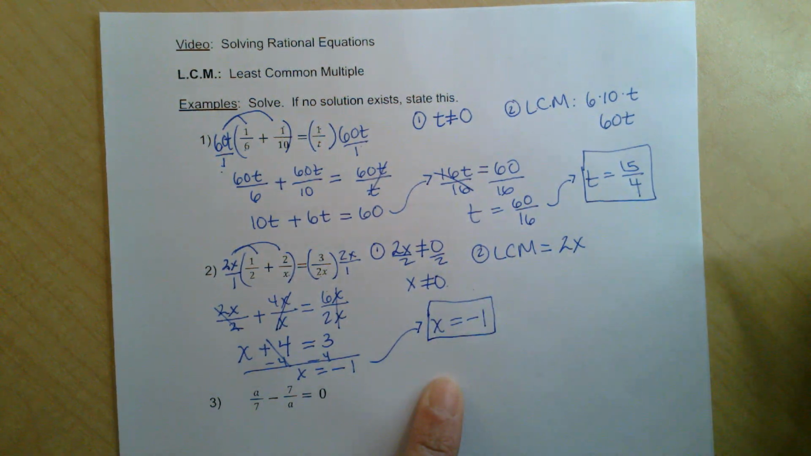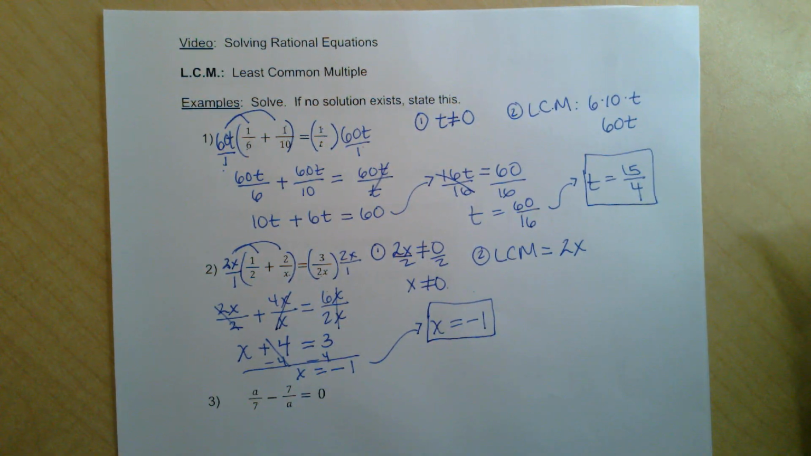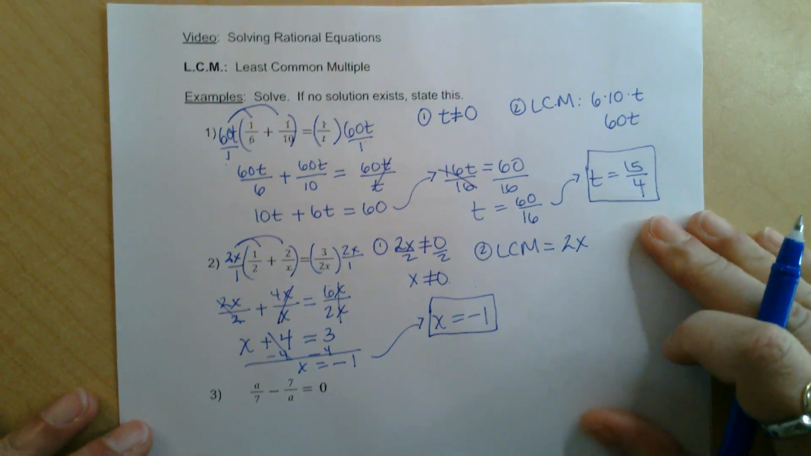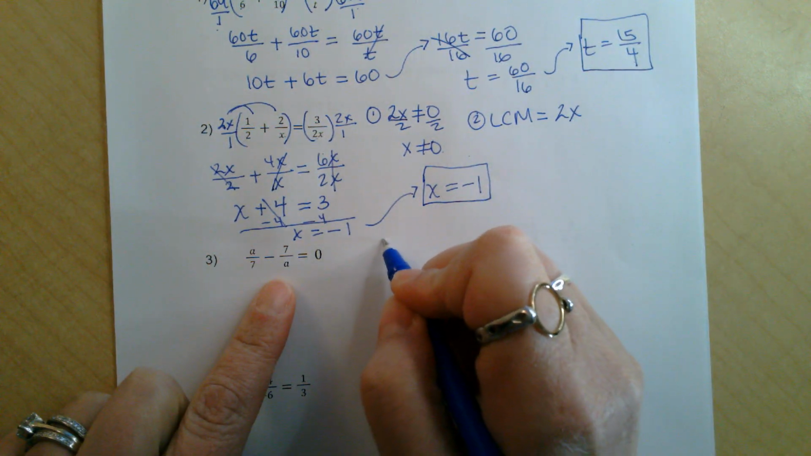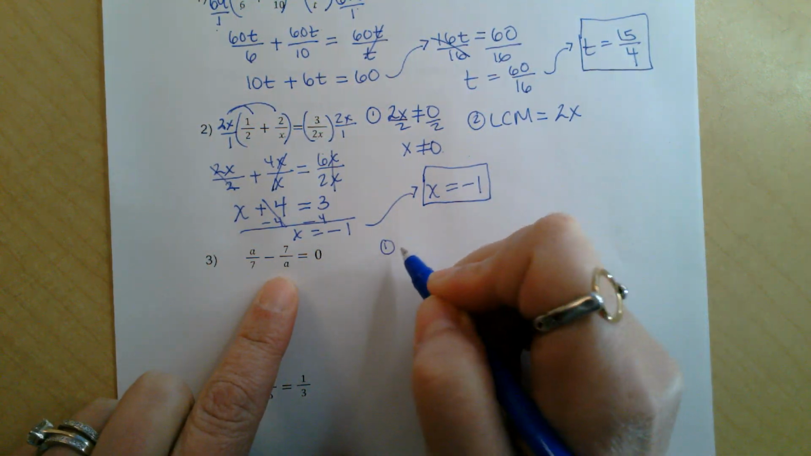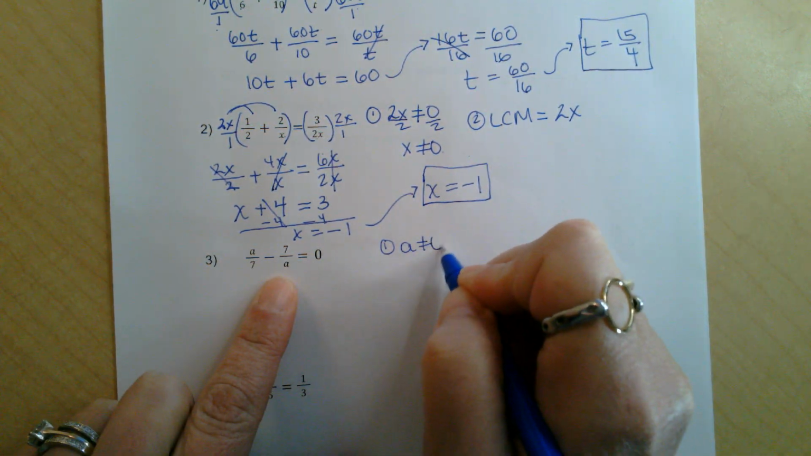So this is our solution, and we move on. Perfect. Okay, let's go to number 3. All right, number 3: a divided by 7 minus 7 divided by a equals 0. All right, so first, restrictions. We have a in the denominator, so a cannot be 0.